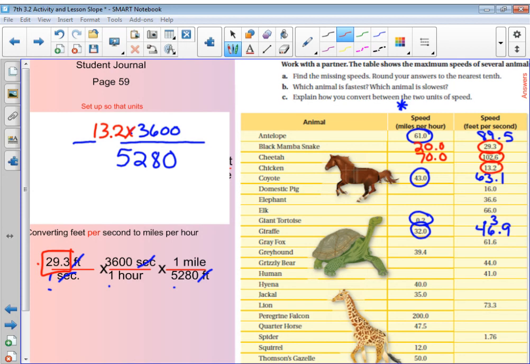And when I do that, I get exactly 9. So that's going to take or travel 9 miles per hour. And I'm just going to double check that one. So 13.2 times 3,600 and divide that by 5,280. Yep, it gave me 9. So you could write it out as 9 or 9.0 if you want to see that first place behind the decimal. Okay, so this is the conversion that you're going to use for your feet per second.